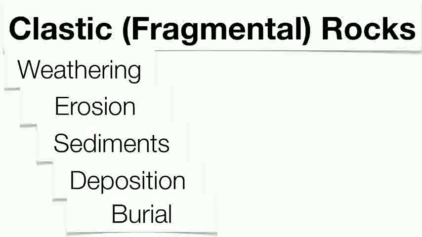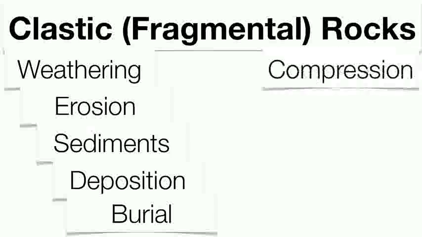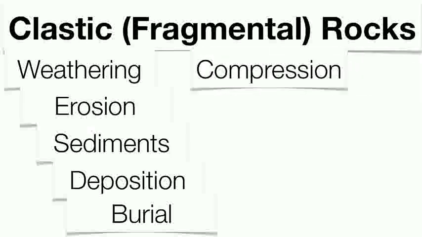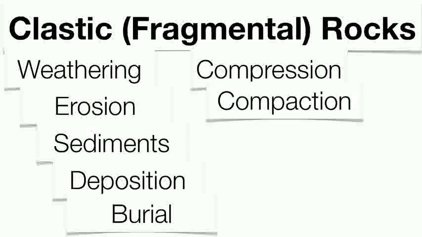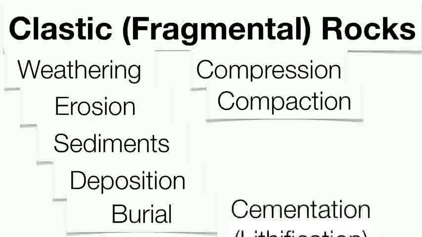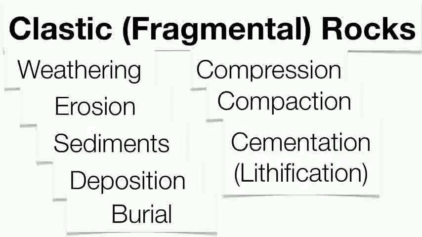Now the more layers of sediment that you get, the greater the pressure underneath the surface. That pressure, called compression, is going to cause compaction of the sediments, which means those sediments get nice and close together. Once they get close together, then they're going to get glued through a natural cement, okay, or another term that we use is lithification. So you can see that your clastic processes are extremely complex in regards to what a clastic rock has to go through to become a clastic sedimentary rock.